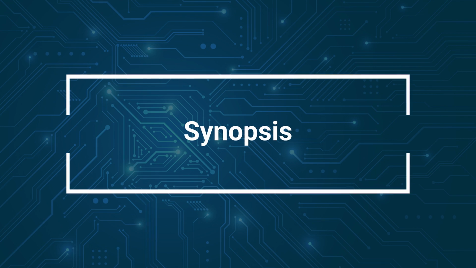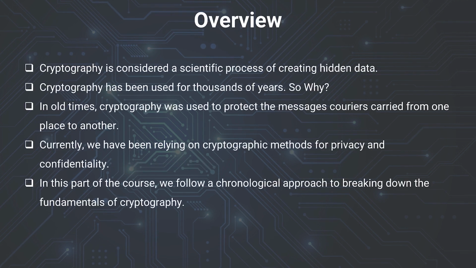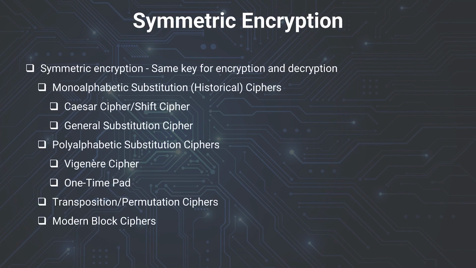Let's look at the course synopsis. The course has 8 sections, and in section 1, there's an introduction about the course and what the requirements for this course are. In section 2, we will discuss cryptography fundamentals, historical ciphers, symmetric and asymmetric ciphers, and integrity.